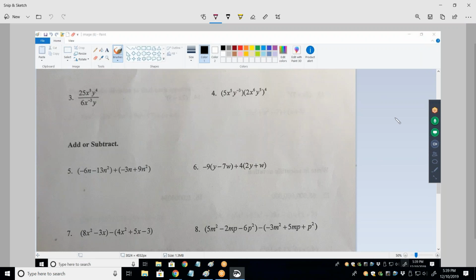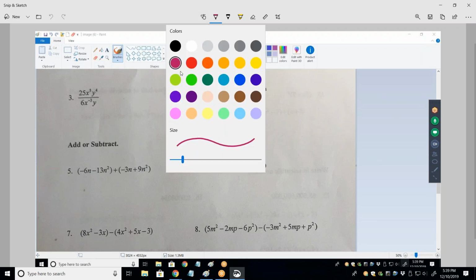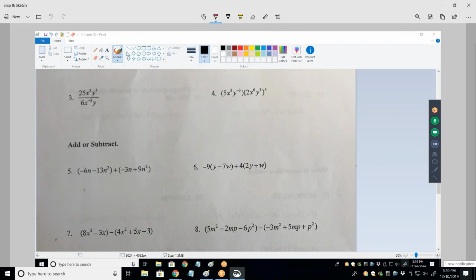Okay, I don't think I need it like that. Okay. Treat the numbers and variables separately. So the first thing we have to do is handle 25 divided by 6.